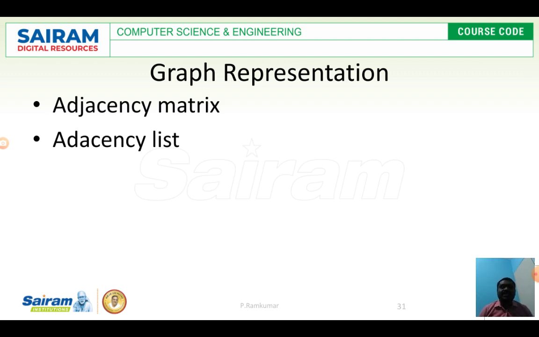Next one is graph representation. We will represent the graph in two different ways. One is adjacency matrix and another one is adjacency list. Adjacency matrix means in a given graph, whenever there is a connection or edge between two vertices, then in the matrix it will be represented as 1. If there are four vertices, then a 4 by 4 matrix will be represented. 2 vertices means a 2 by 2 matrix. Likewise, n vertices means an n by n adjacency matrix will be represented.